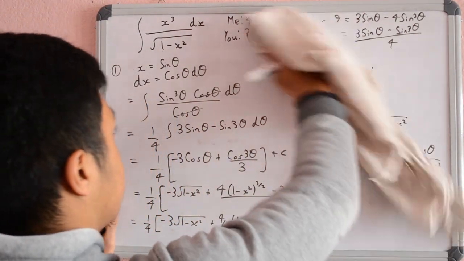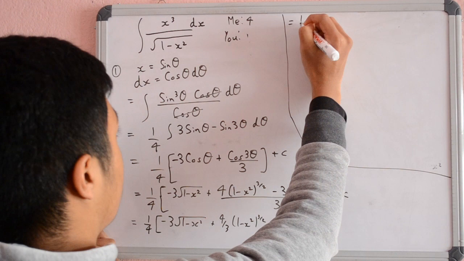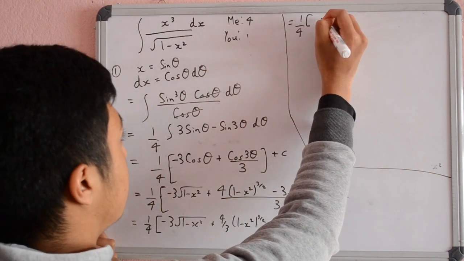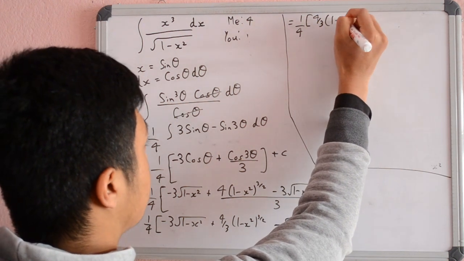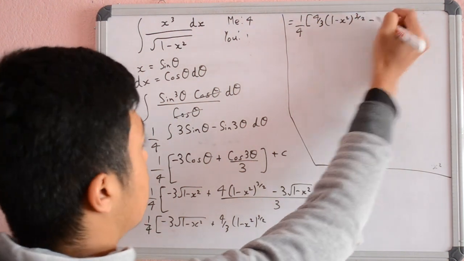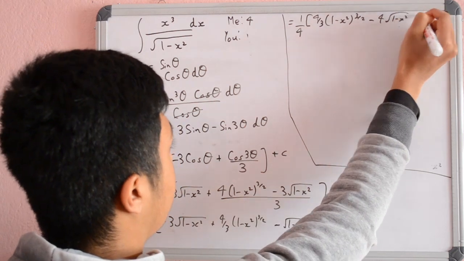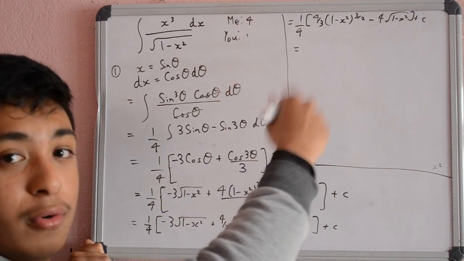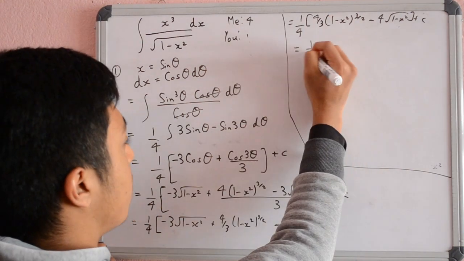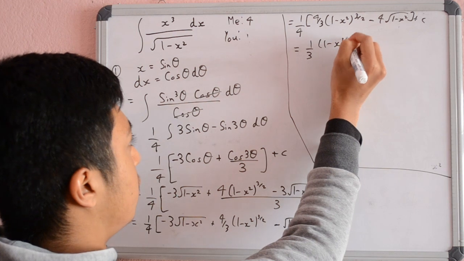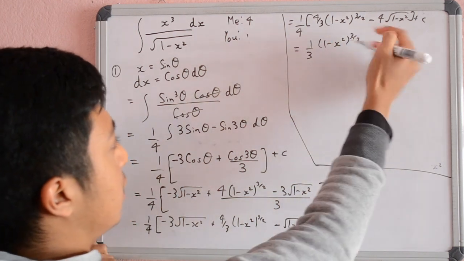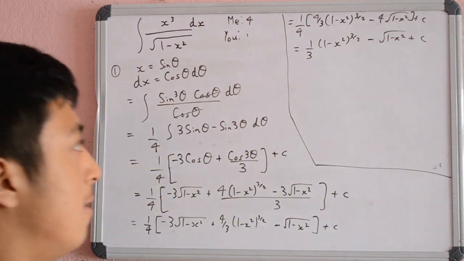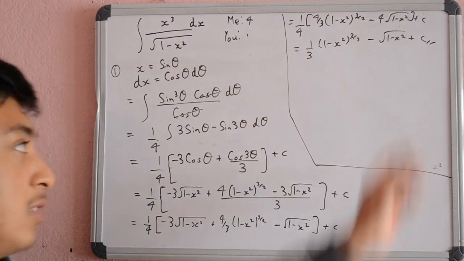So I'm going to rub this out. So this will be 1 by 4. I'm going to put this in the front because it's positive. 4 by 3 (1 minus x square) to the power 3 by 2 minus 4 root (1 minus x square) plus c. And we can just nicely cancel out the 4 and 4. So this is just 1 by 3 (1 minus x square) to the power 3 by 2, and this we can also cancel, minus root that plus c. And there we go, that is our answer over here.